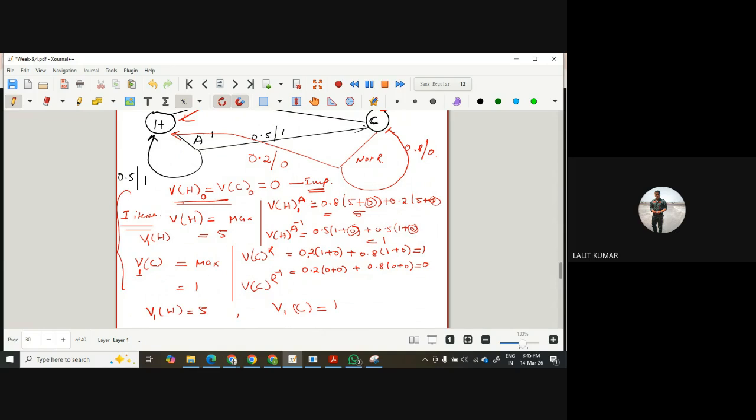Is that okay? Any question on this? Any discussion on this value iteration? Ravina, is that okay? Yes, sir. Yeah. So it is easy. So in many PYQs, there are calculations on this.